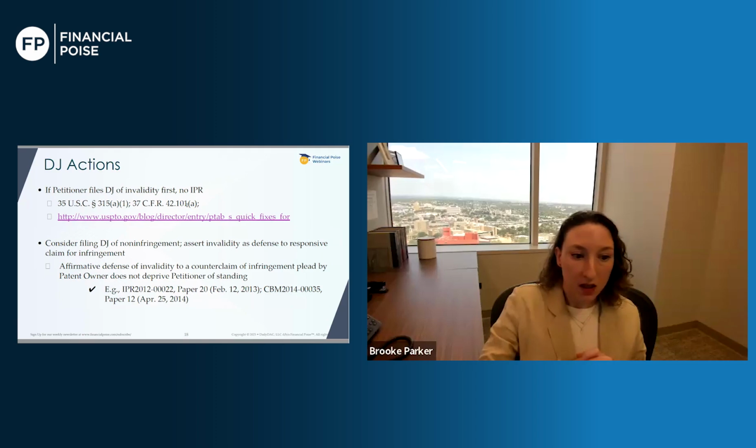This is something to keep in mind, being careful if you want to file a declaratory judgment, to be able to preserve your right to file an IPR down the line. I think that's something to consider. Is a declaratory judgment the right move at this time? Or is it better to just wait or file an IPR instead? So it's just an additional consideration looking at what the right venue is for challenging invalidity and at what point. Great.